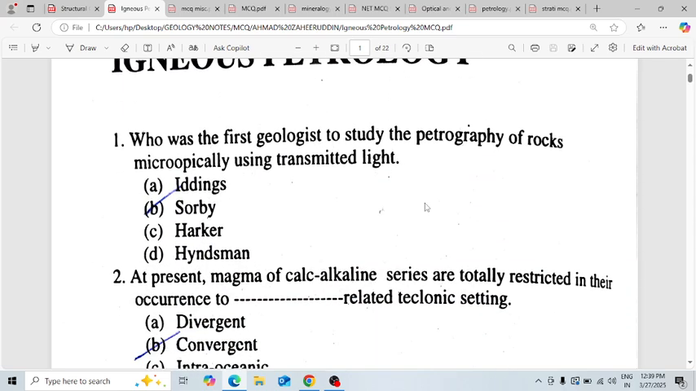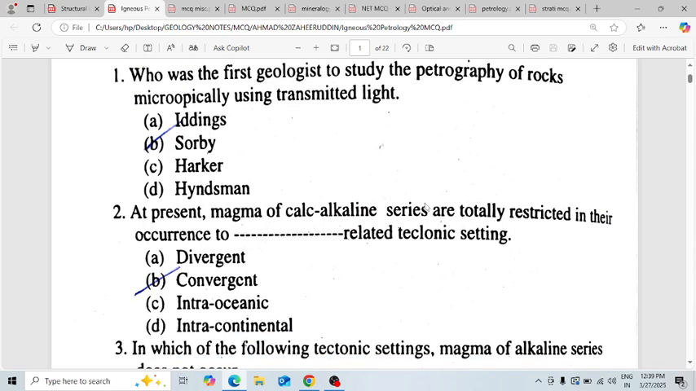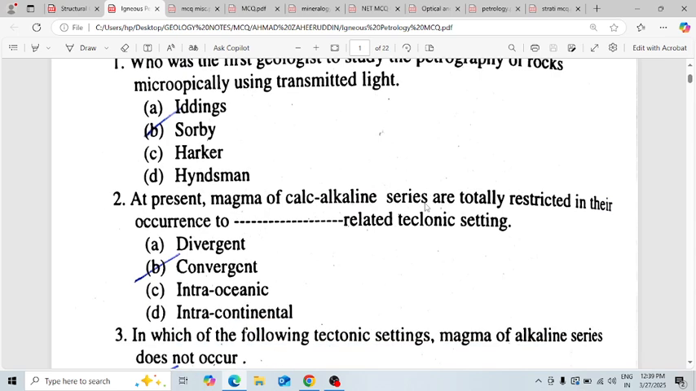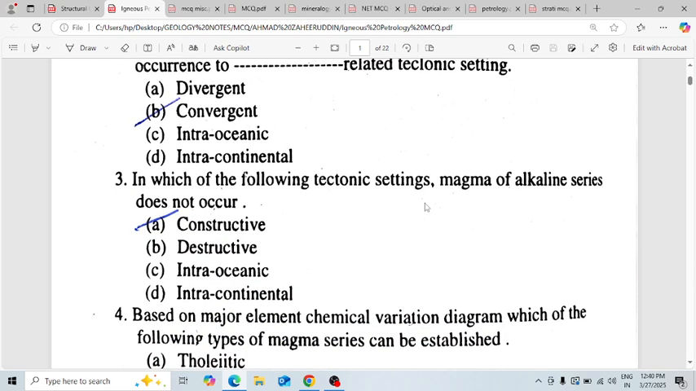Igneous petrology: who was the first geologist to study the petrography of rocks microscopically using transmitted light? That was Sorby. At present, magma of the calc-alkaline series are totally restricted in their occurrence to convergent-related tectonic settings. In which of the following tectonic settings does magma of the alkaline series not occur?